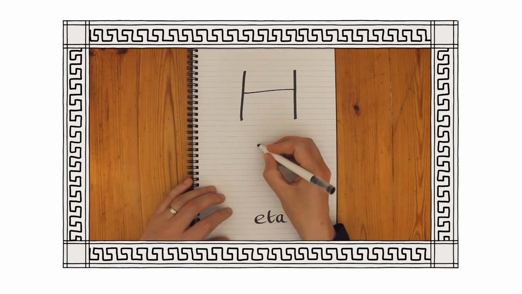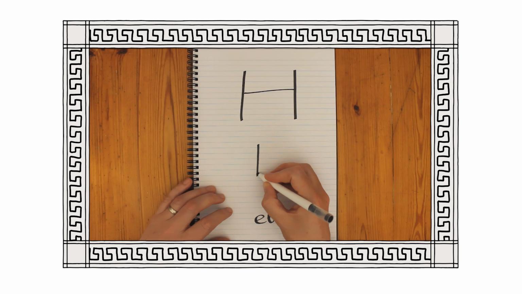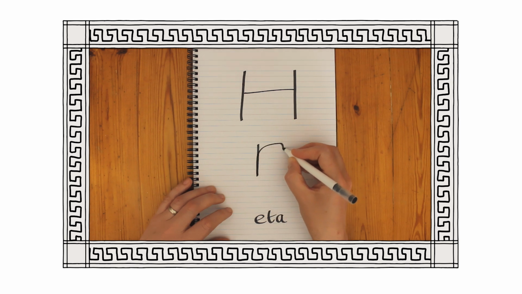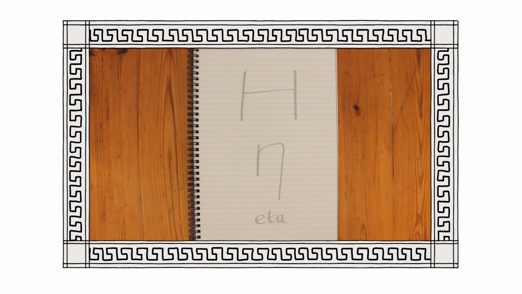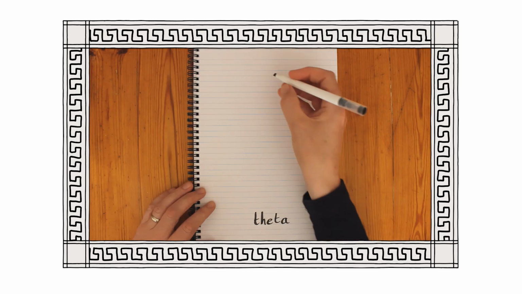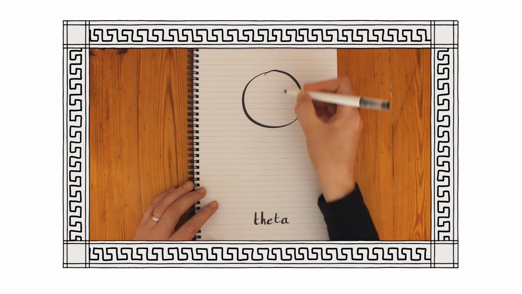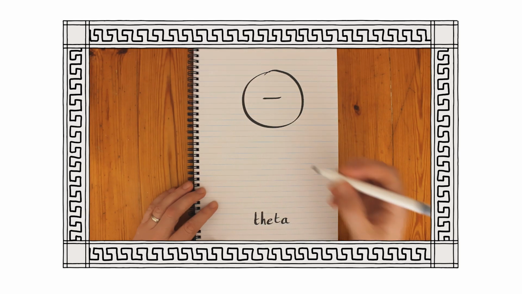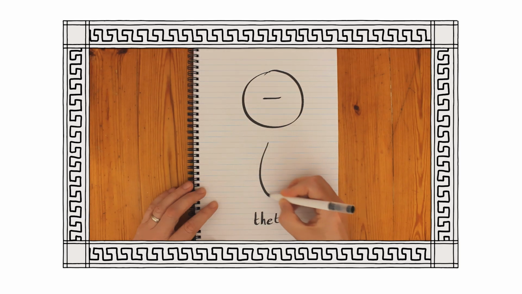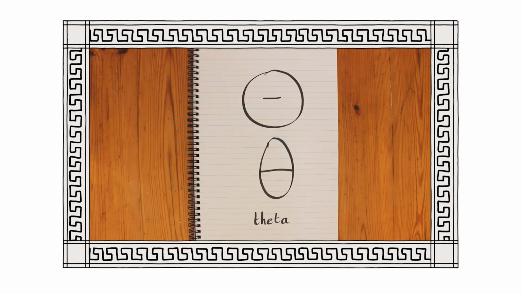For lowercase eta, start top left, drop down to middle left, then straight back up, curving towards top right, then a vertical line to bottom right. Now theta. We represent this th sound in English by combining the letters T and H. In Greek, it's one letter. For the uppercase, draw a circle and add a short horizontal bar inside it, not a full line across. For the lower, start top middle and create an oval rather than a circle, then draw a horizontal dash across the middle of it.